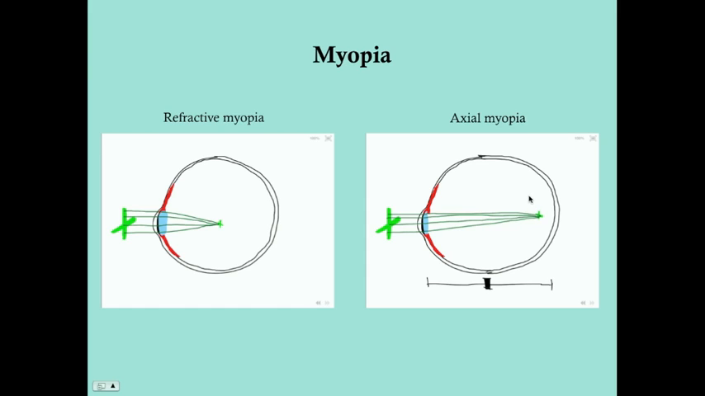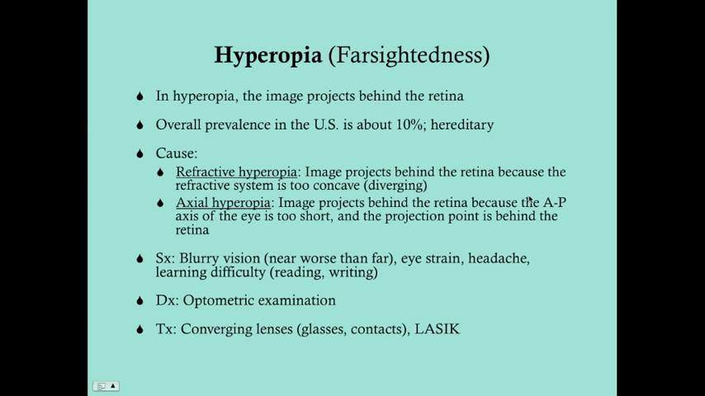So hyperopia is the opposite. The image is projecting behind the retina, so we're still getting a distorted image because it's not projecting on the retina. The overall prevalence in the US for hyperopia is about 10%. So this is a little less common than myopia. There's a hereditary component to hyperopia. It tends to run in families. And the risk is increased in children of mothers who smoked during their pregnancy.